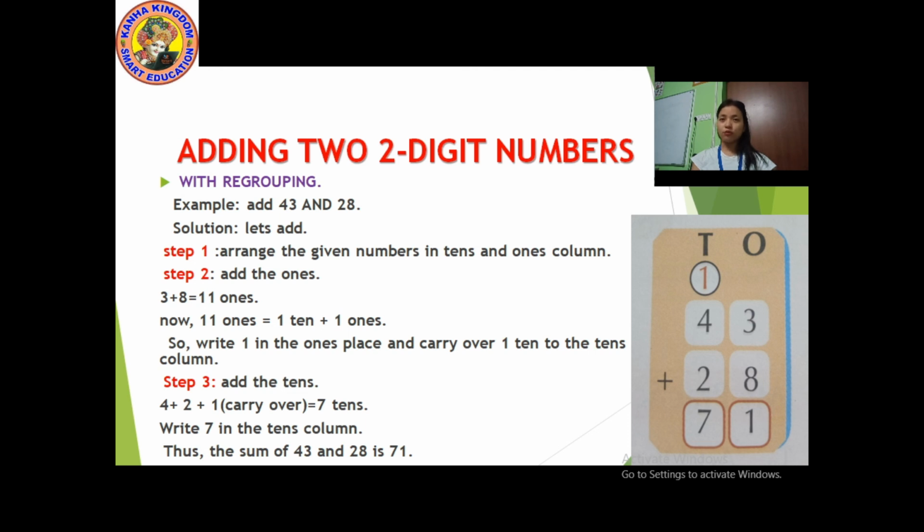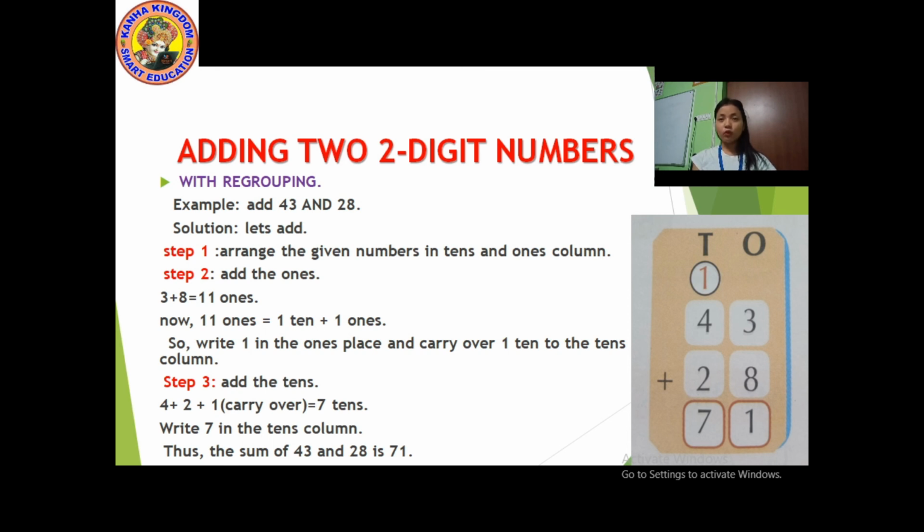Okay student, now we learn adding 2-digit numbers with regrouping. To understand this concept, we take one example: add 43 and 28. Okay student, so let's start.